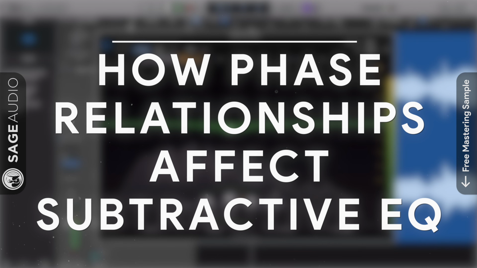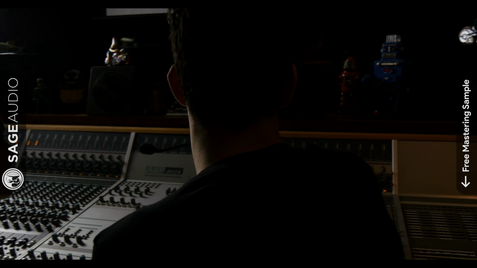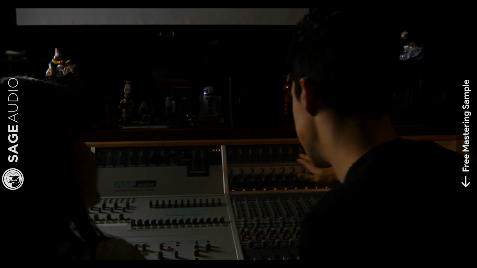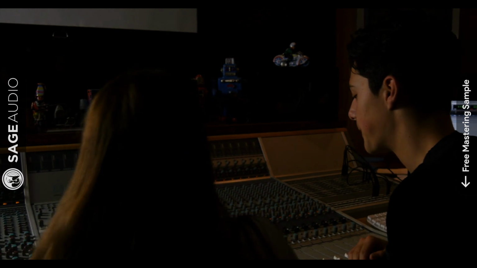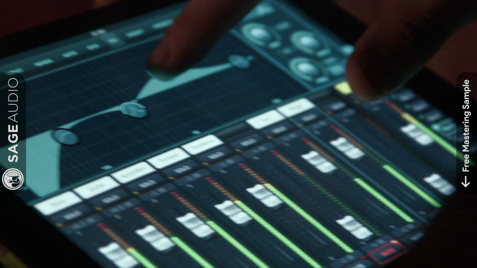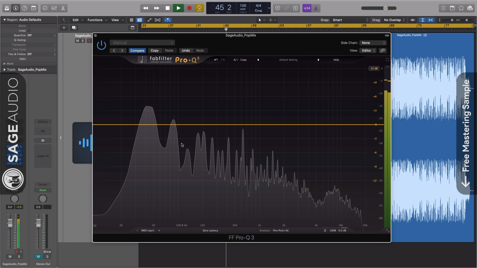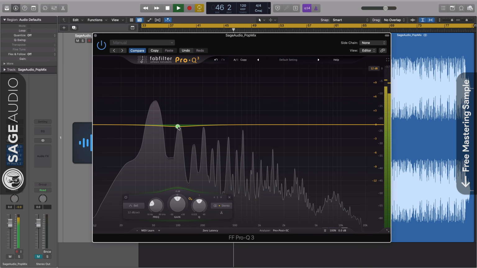Last up, let's talk about how phase relationships affect subtractive equalization. Destructive interference, or masking, is the process of a louder signal covering up or canceling out a quieter one. When performing subtractive equalization, this concept plays an unexpected role in which frequencies to attenuate, how much to attenuate them by, and possibly how to attenuate a frequency by amplifying another. When using an equalizer, we're really just playing with phase cancellation.